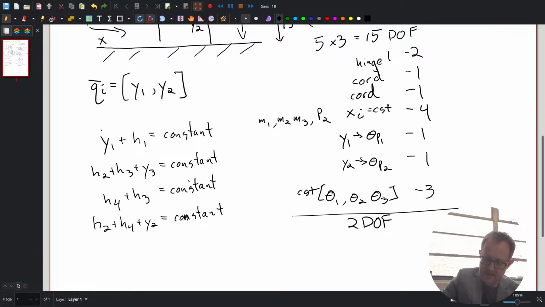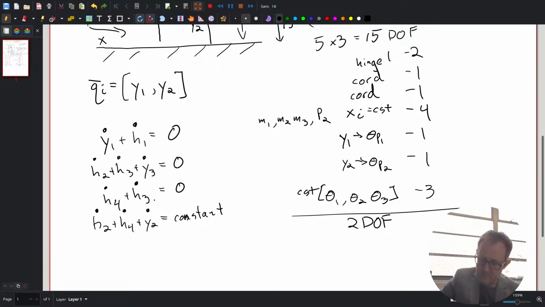So if I start taking a derivative, y1 dot plus h1 dot is now 0. h2 dot plus h3 dot plus y3 dot is 0. h4 dot plus h3 dot is 0. h2 dot plus h4 dot plus y2 dot is 0. And this is what I mean by the pulleys. It's helpful to look at velocities.